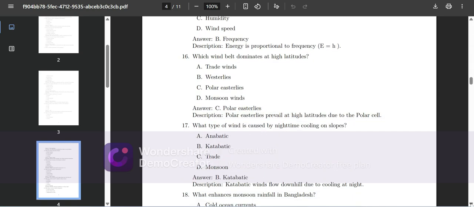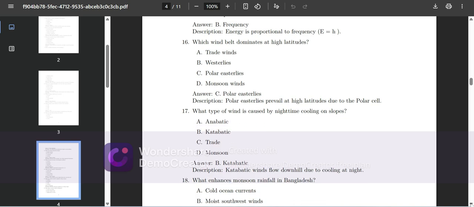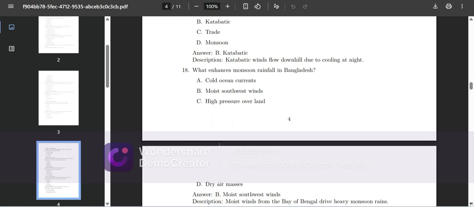Which wind belt dominates at high latitudes? Polar easterlies. Polar easterlies prevail at high latitudes due to the polar cell. What type of wind is caused by nighttime cooling on slopes? Katabatic. Katabatic winds flow downhill due to cooling at night.